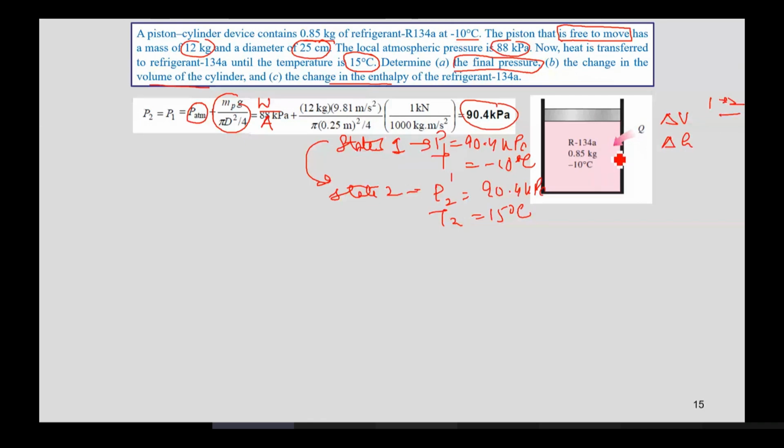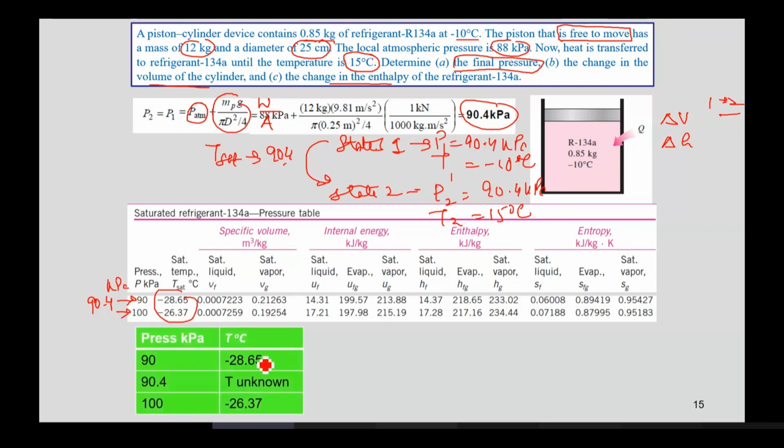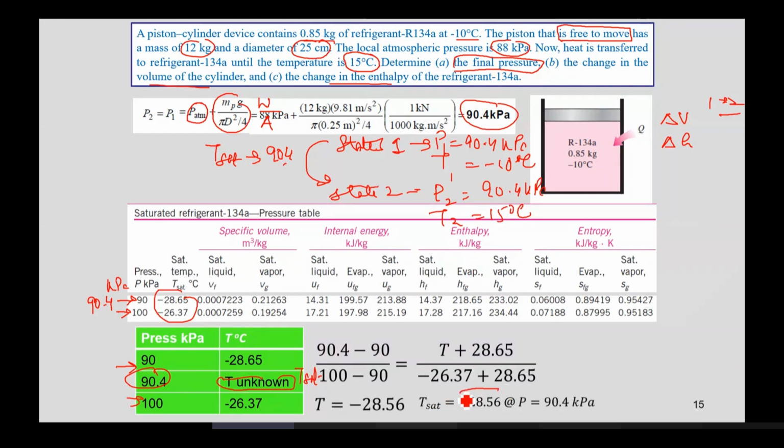For that you need to identify the regions, the region in which your state 1 and state 2 are lying. So the first thing is to find out the saturation temperature for the corresponding pressure of 90.4 kilopascal. You'll go to the table of pressure. You see 90 and 100 pressures are given. Corresponding saturation temperatures are given. You have to find out for 90.4 kilopascal the saturation temperature. Again, doing the interpolation between 90 and 100 for 90.4 kilopascal to find out the saturation temperature. The saturation temperature comes out to be minus 28.56 at a pressure of 90.4 kilopascal.